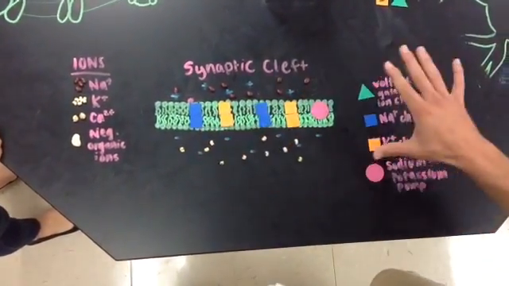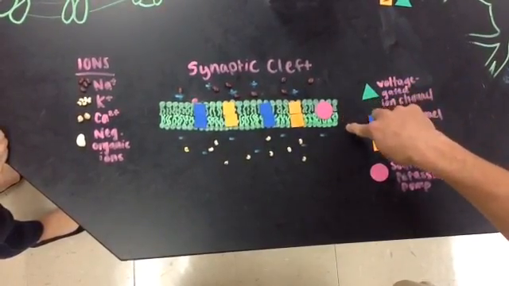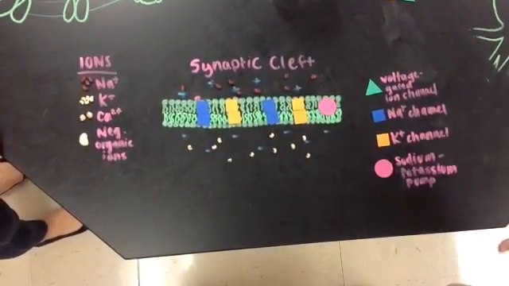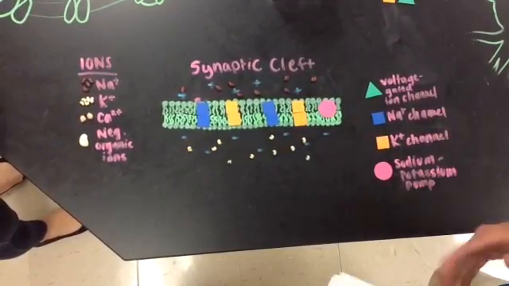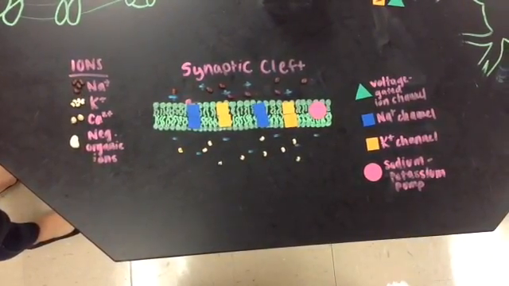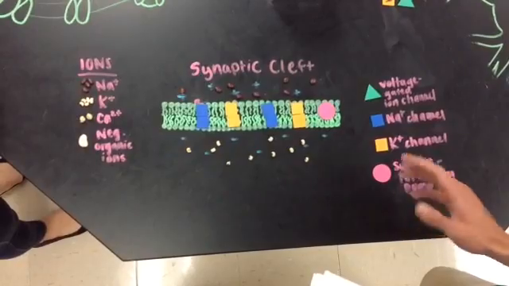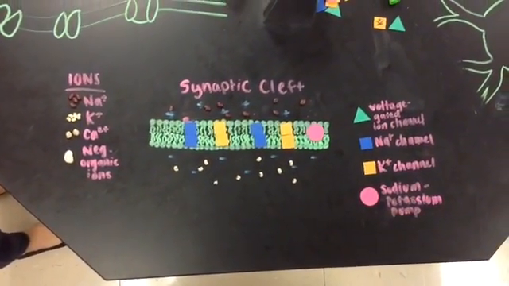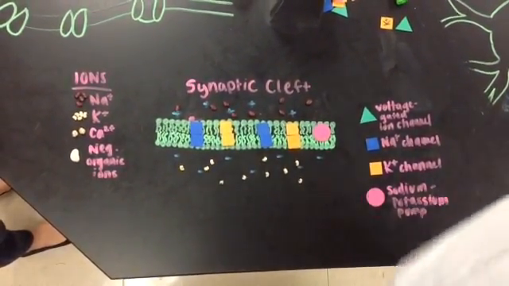and only after the channels are open can the sodium-potassium pump be at work, and that's after hyperpolarization occurs, which sets it even, which has 3 sodium ions pumped out and 2 potassium ions pumped in. And that resets the charge across the membrane.